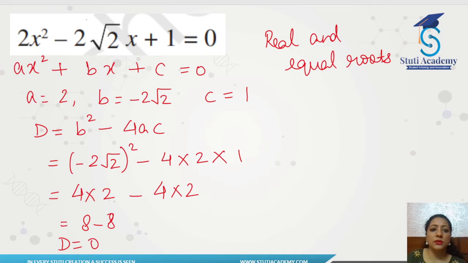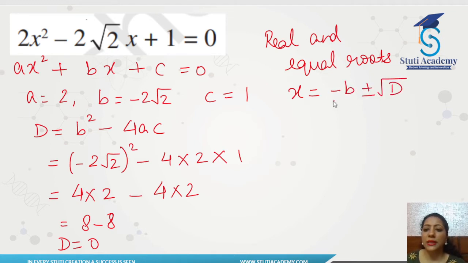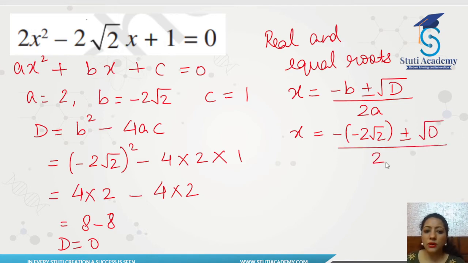Now, let us solve this using the quadratic formula. We have the quadratic formula as x is equal to minus b plus or minus square root of d upon 2a. So, minus b means minus minus 2 root 2 plus or minus square root of d. D we know it is 0 upon 2a. 2 into 2 here. 2a here is 2. Now please notice d is 0. So whether we are taking plus 0 or minus 0, that will not make any difference in the value. That is why there are real and equal roots, because the values will come out to be the same. Even if you add 0 or you subtract 0, it will not make any difference in the value.